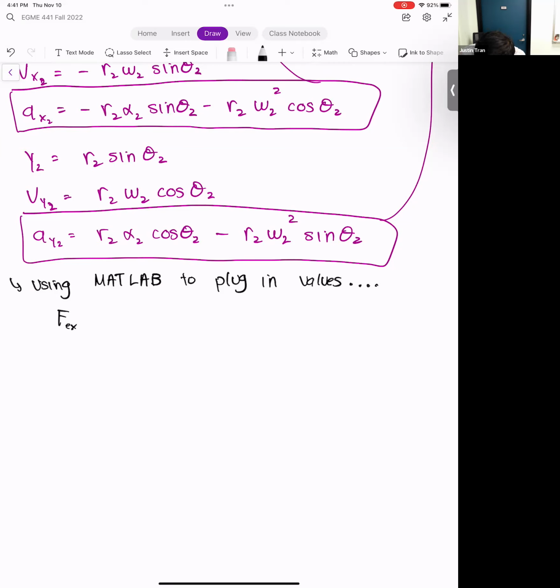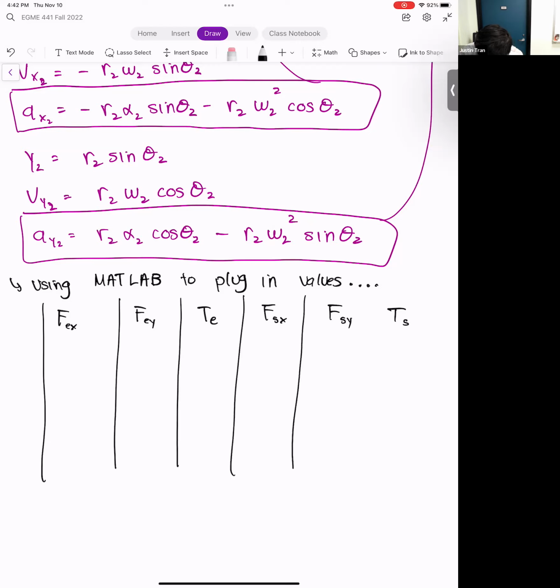So we can get FEX, FEY, TE, FSX, FSY, and TS. Okay. And we can get their values at the 5 time points that we've measured the kinematics at. Okay, so time 1, time 2, all the way to time 5.